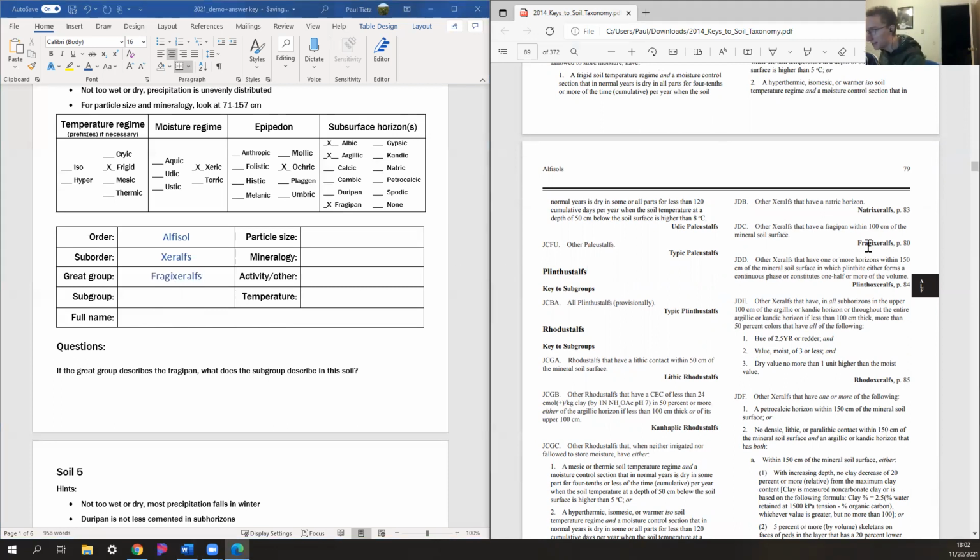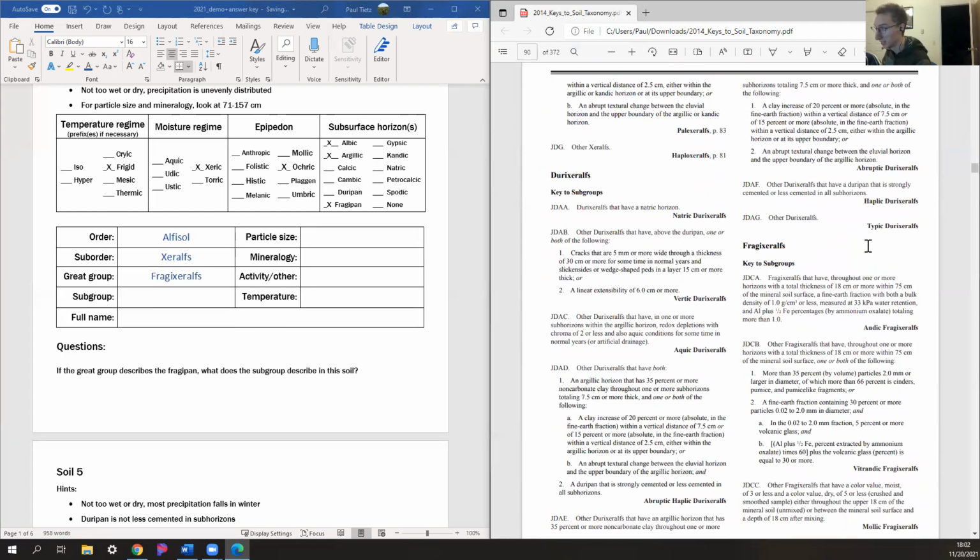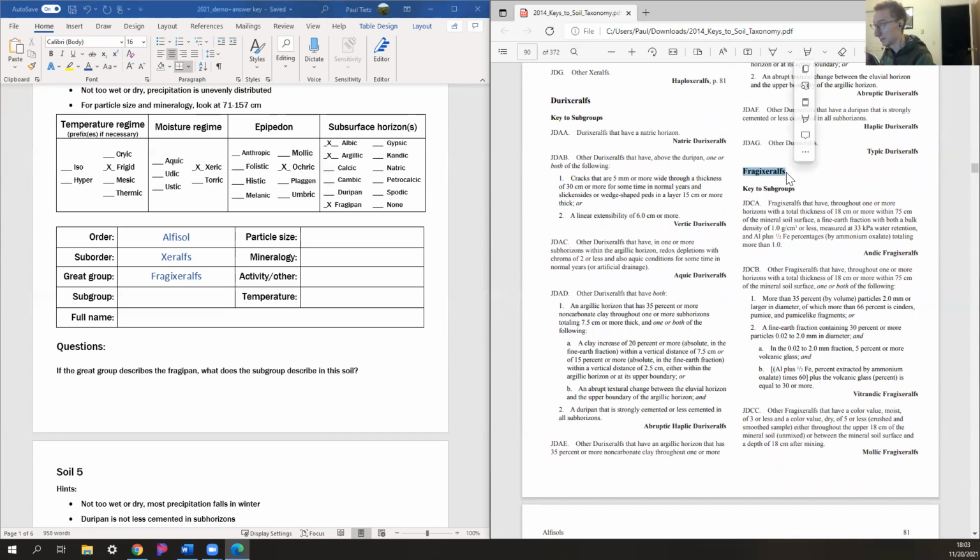Okay, and then page 80 for the subgroup. Fragixeralfs right here, key to the subgroups. Okay. Fragixeralfs that have throughout one or more horizons with a total thickness of 18 centimeters or more within the top 75 centimeters, a fine earth fraction. So our particle size class is essentially sand, silt, and clay. With a bulk density of 1.0 or less, which sadly we don't know, and aluminum plus half iron percentages totaling more than 1.0. So we looked at that before, right? They were 0.44, 0.37. They were really low.